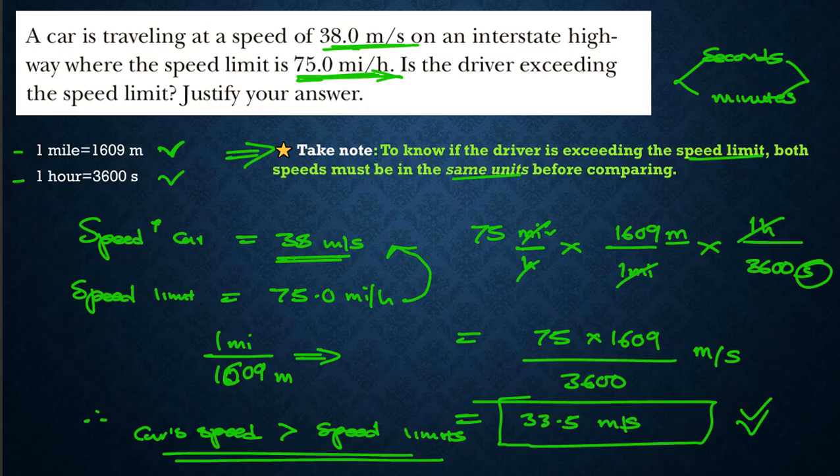Your answer should first say that the car was overspeeding, was exceeding the speed limit. That was the answer. How are you going to justify it? Show the calculation and end up saying that the car's speed was greater than the speed limit. So this is how you go about this question.